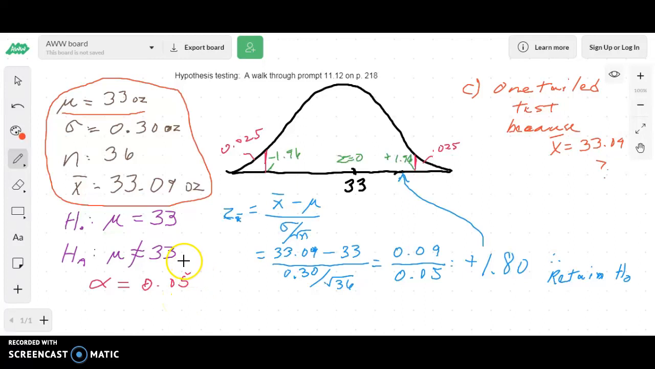Now recall from previous problems as well, if we're taking 0.05 and splitting it into the two tails, then we're centering 95% of the probability here, with a tail of 0.025 here and 0.025 there.